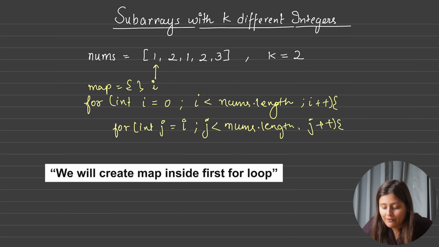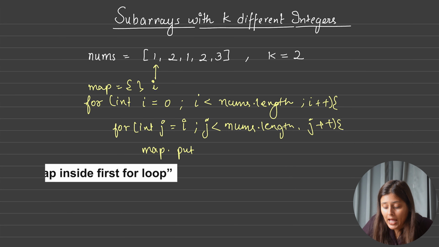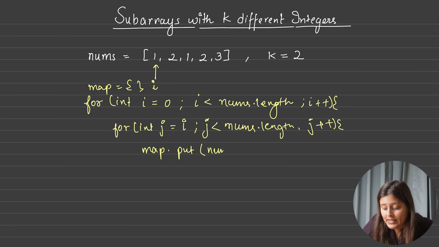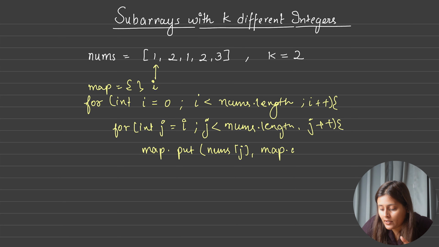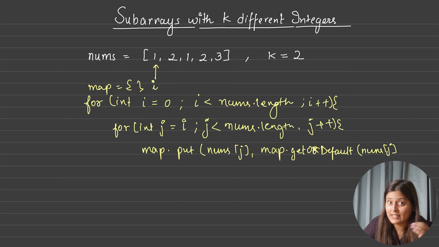Okay, now what I will do, in the map I will put what I want to put. I want to put nums of j index value. Now it might happen that the map does not contain our element also. So in that case we will prefer using the default value, map dot getOrDefault. This will give the nums of j index value if that key is there, otherwise it will take 0, and then we will increment it.